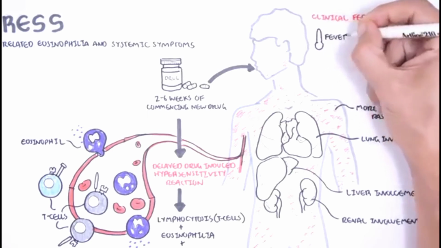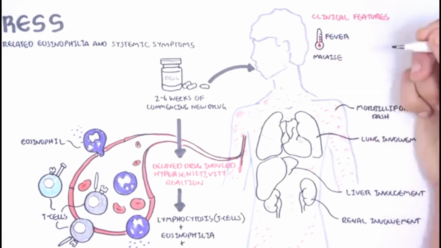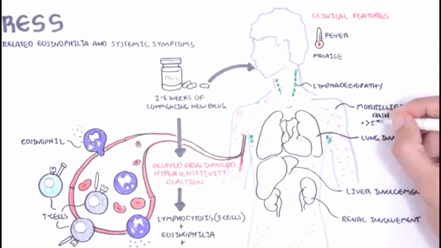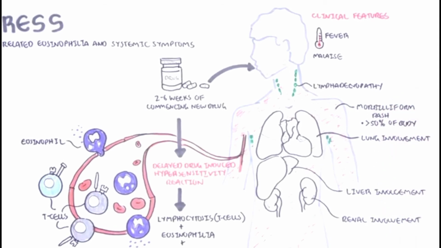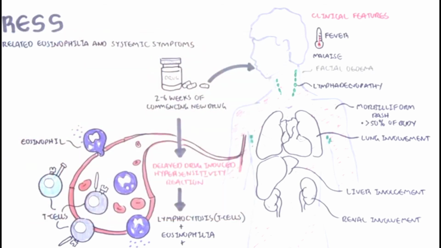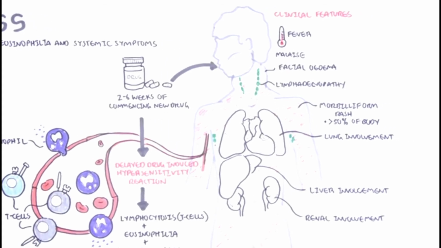The clinical presentation includes fever, malaise, lymphadenopathy all around the body, and eruption of a morbilliform rash that evolves differently but occupies more than 50% of the body's surface area. And here is an example of someone with a morbilliform rash. People with DRESS can also develop swelling of the face called facial edema, and so DRESS is sometimes mistaken for an allergic reaction like anaphylaxis.